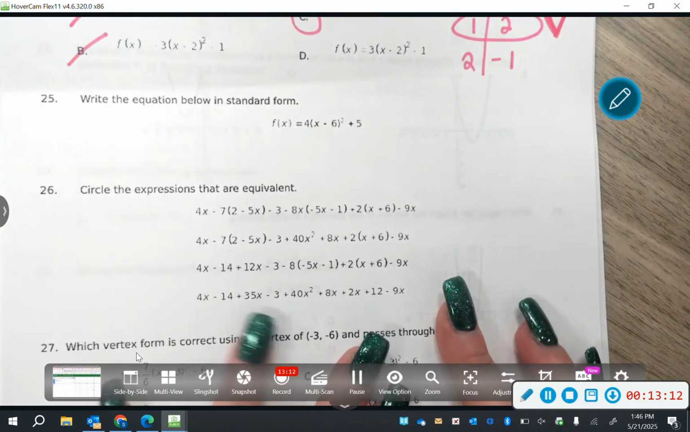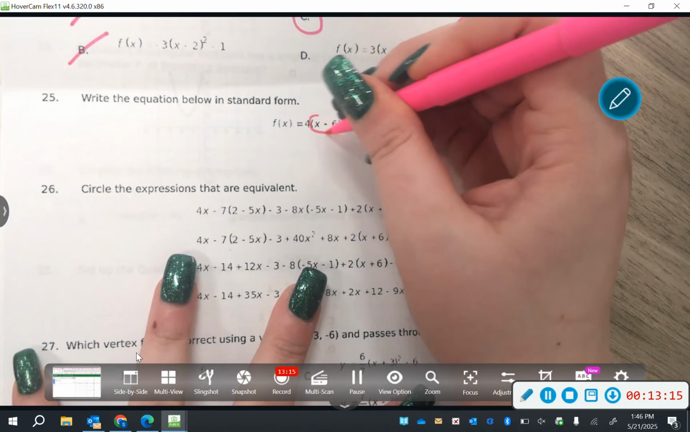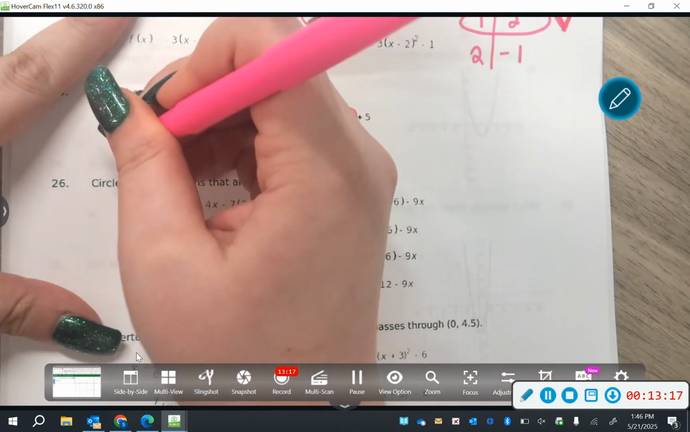Write our equation in standard form. First thing we need to do is take care of our parentheses. We can either FOIL or box it. I'm a box kind of gal.